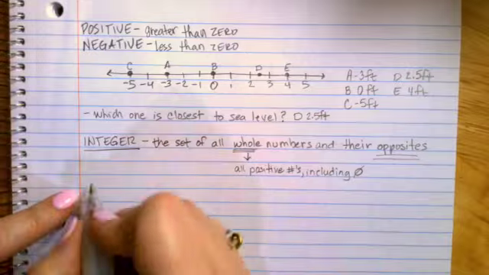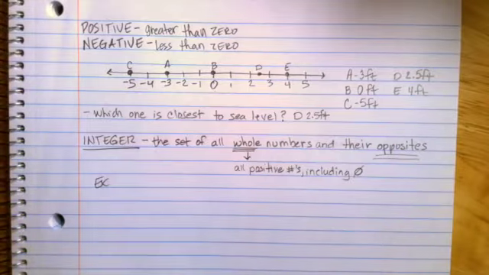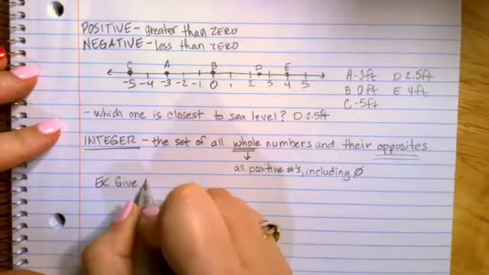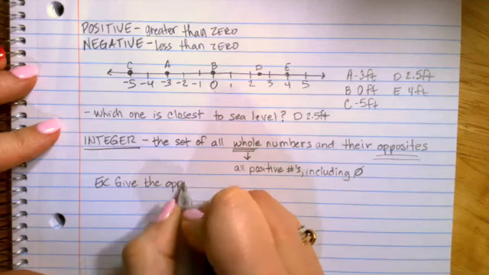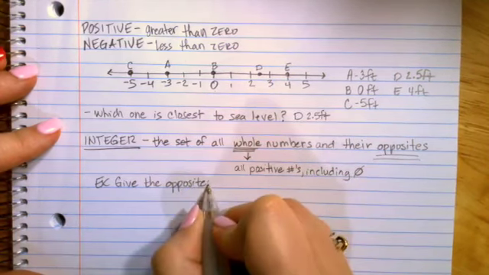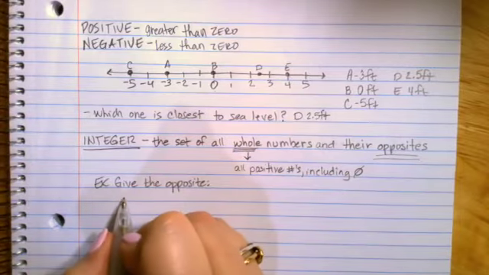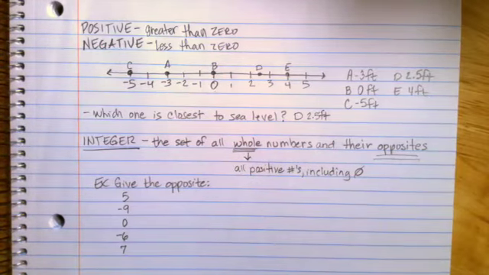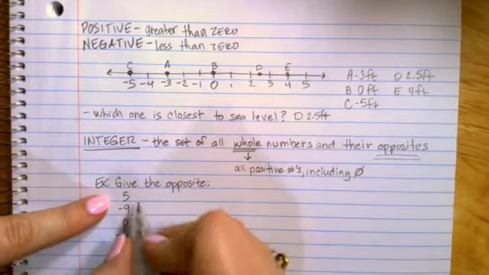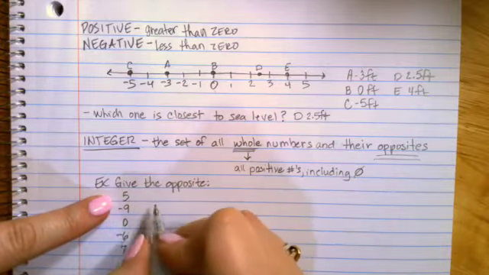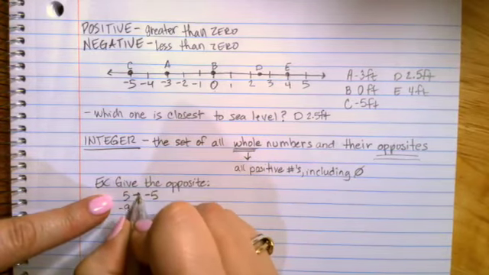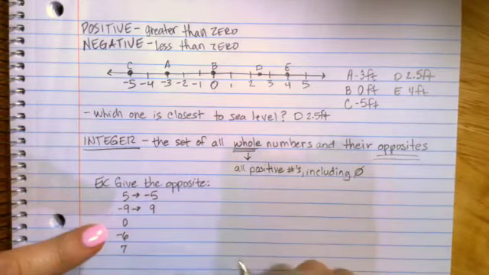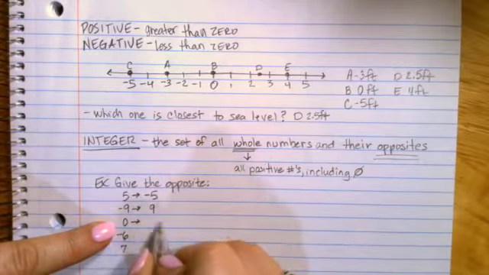Okay, so first let's get into some examples here. If I'm asking you to give the opposite, and let's say we have these numbers. I'm going to pause, write the numbers down, and come back. Okay, so here are the numbers. We want to give the opposites of these. So 5, its opposite is -5. -9's opposite would be +9. 0 has an opposite. It's exactly 0.